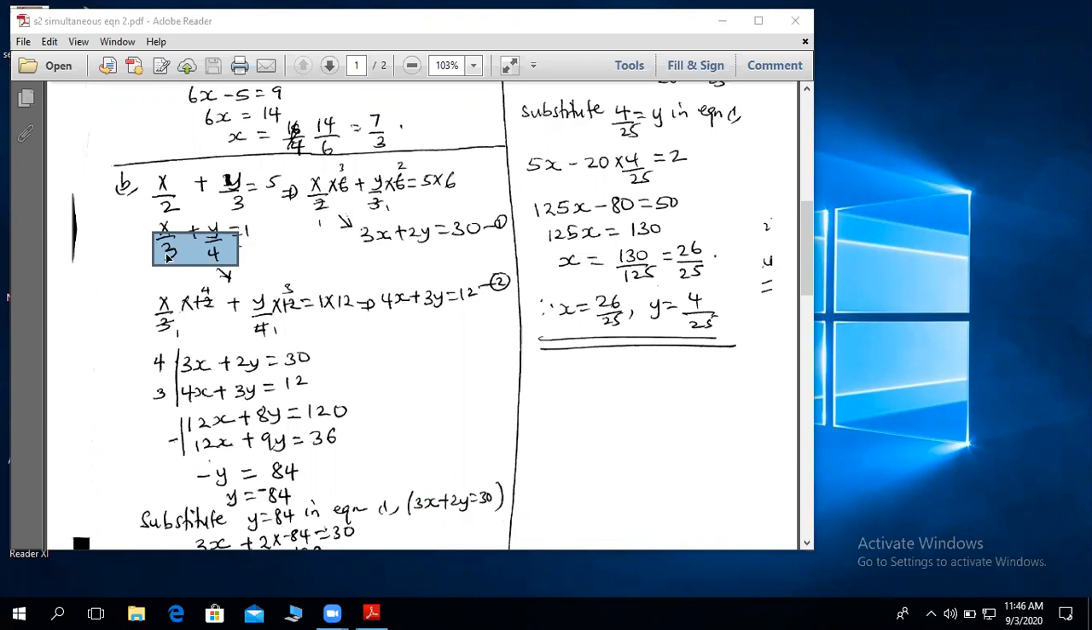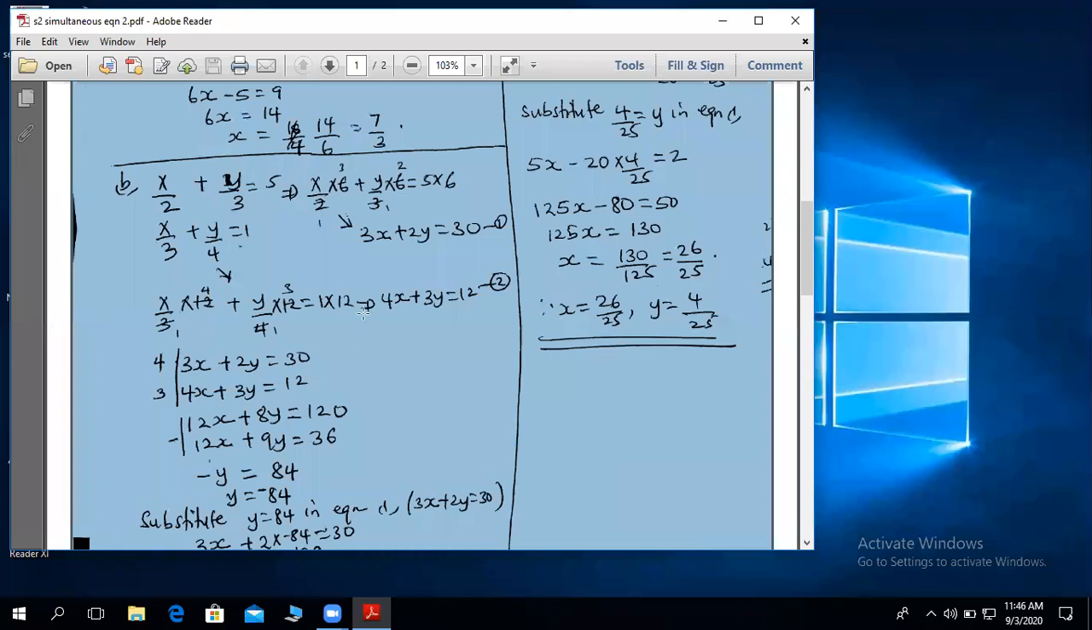So the LCM of 3 and 4 is 12, and I'm multiplying by 12 on every part. Please, you multiply on every part, left and right, by 12 here, by 12 here, and by 12 here. Most of you usually forget this part and you fail it.